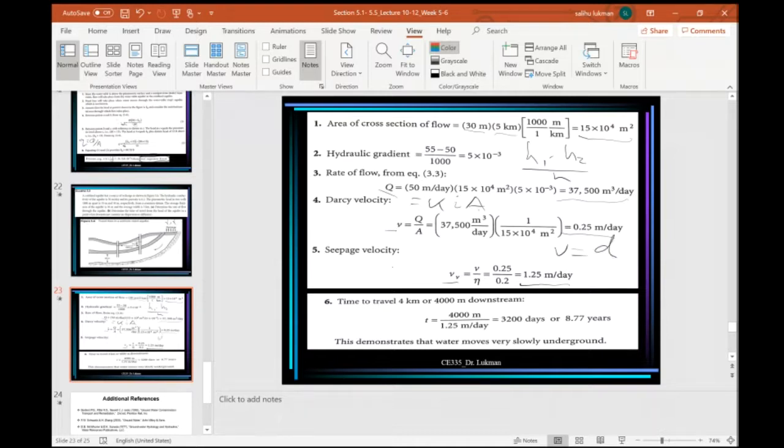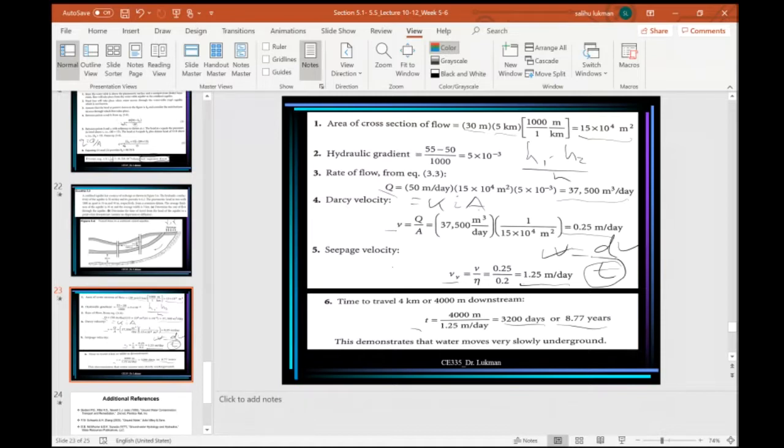Velocity is simply distance over time. So we want to find the time. We know the distance, we know the velocity, so we simply substitute. This gives 3,200 days, which is 8.77 years. This demonstrates that water moves very slowly underground.